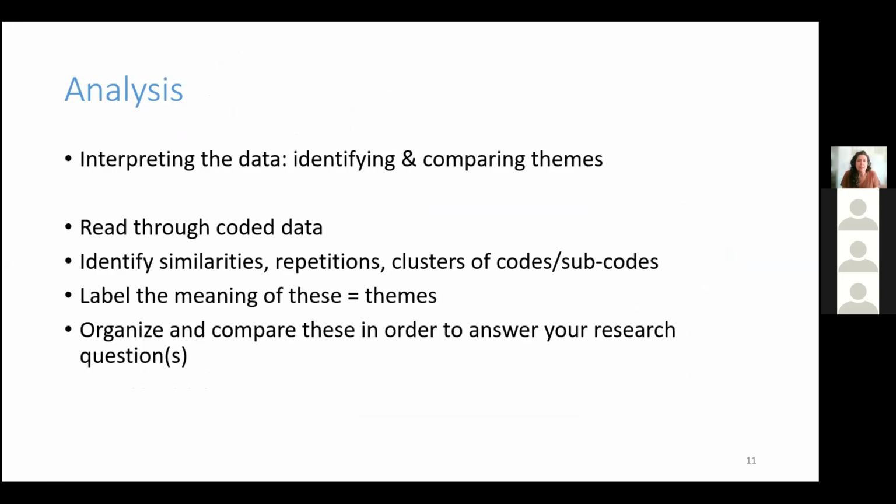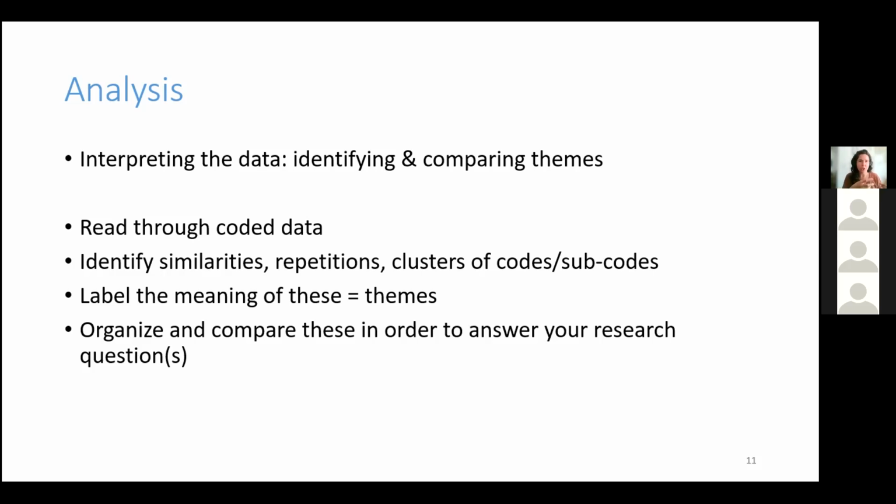So analysis is really about interpreting the data: identifying themes, comparing themes, and again, looking at the connections between the piles of clothes. The general steps start with reading through the coded data. Like you have the pile of skirts and you look at all the skirts, and then you look at the pile of dresses. You read through all the coded data, and your brain will start to naturally do this, but you'll document it as well. You'll look for similarities, repetitions, clusters of codes or subcodes.